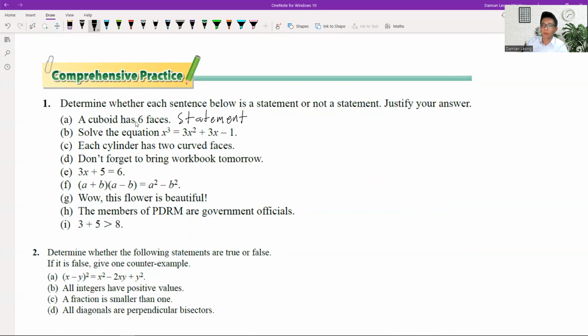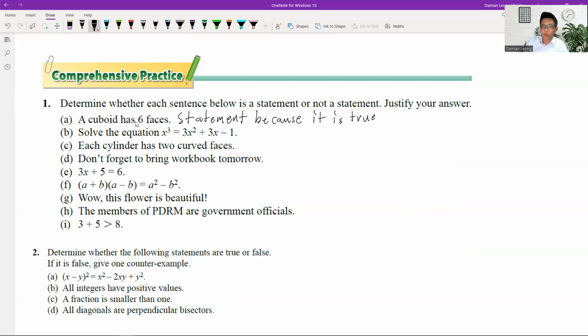Basically, because it has a truth value, or because it is true, or if it's false, then because it is false. If I can say with certainty it's true, or say with certainty it's false, definitely it is a statement.